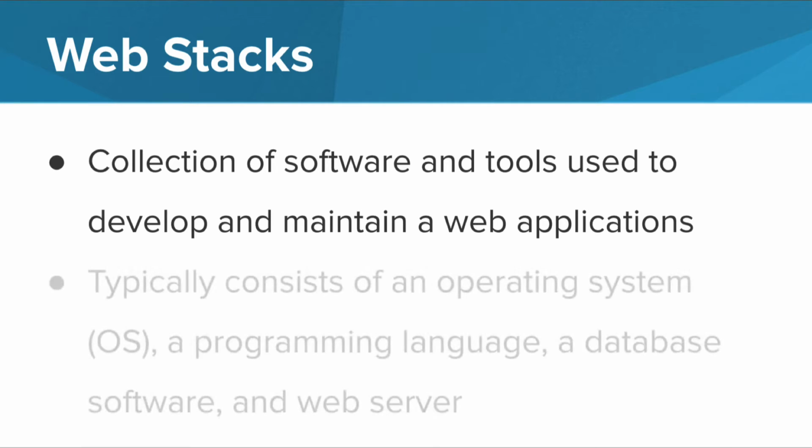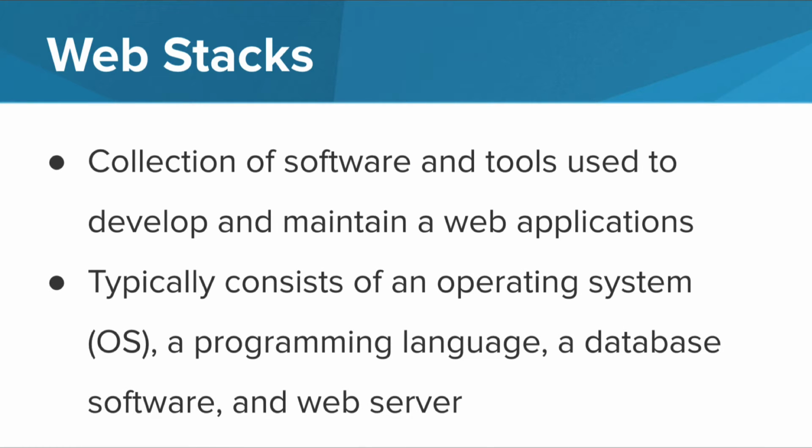Typically, a web stack consists of an operating system, a programming language, a database software or system, and a web server. For many web projects, a developer may want to leverage a specific set of tools that work really well together or complement each other's strengths. They can choose a well-trusted web stack that already includes a collection of software that's known to be effective.